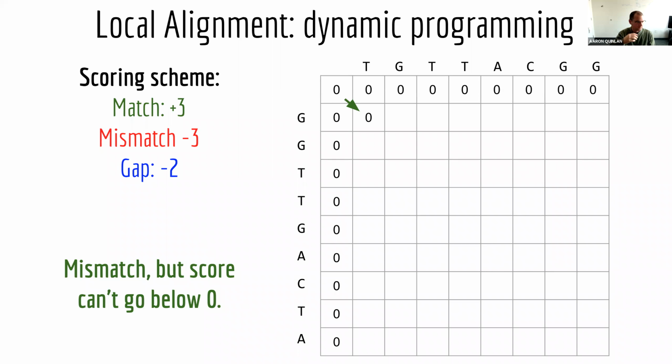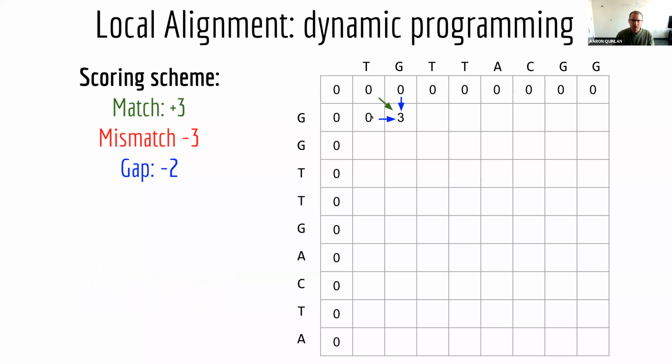And we'll see why in a little bit. Okay, so that's why this score now, we moved from this cell, its score was 0. We see a mismatch, but we keep it at 0 because we can't go below 0. Now, if we go in this direction, moving from this cell to this cell, and this cell to this cell, we see G versus G. That's a match. So we increase the score by 3.